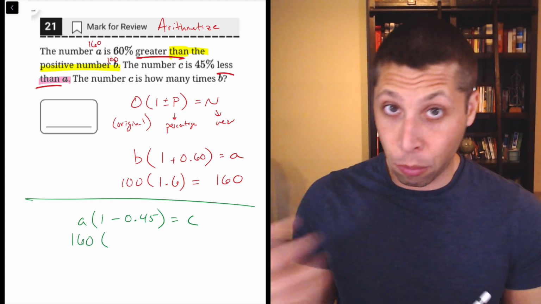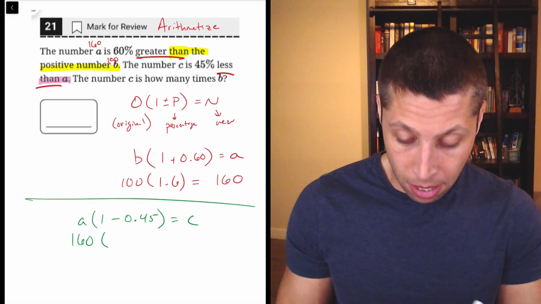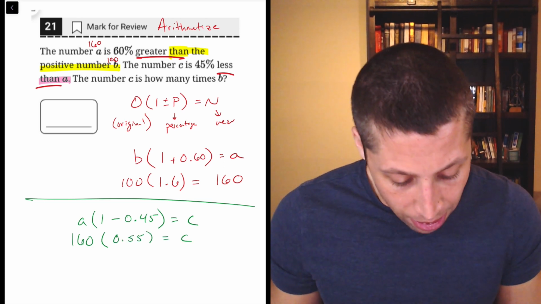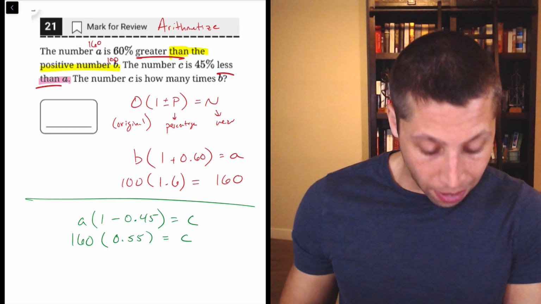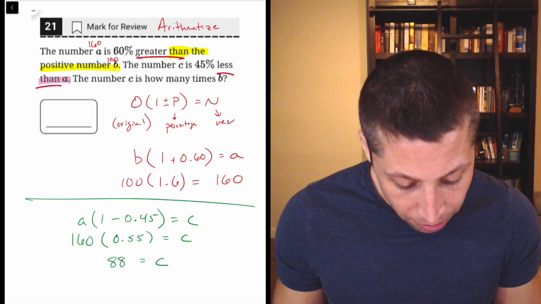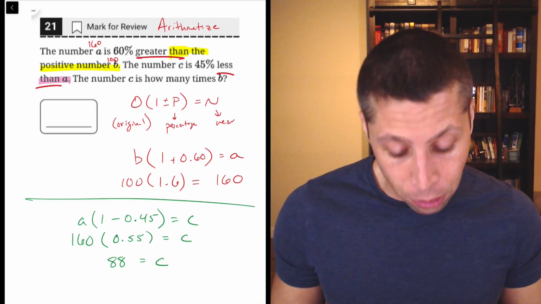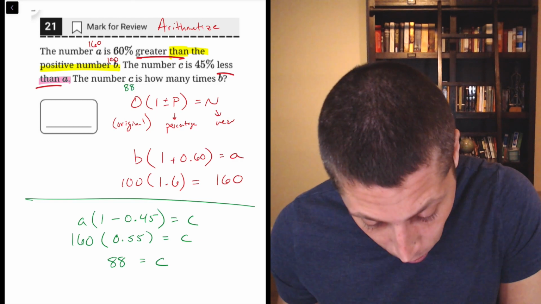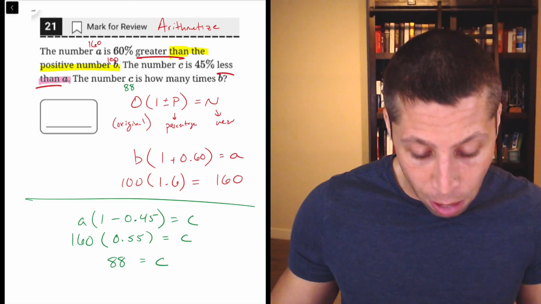1 minus 0.45, let's grab the calculator, 1 minus 0.45 is 0.55, and that is equal to C. So 0.55 times 160 is 88. So there you go. Now we have a value for C, we have a value for B, and a value for A. And what do they want here? The number C is how many times B.